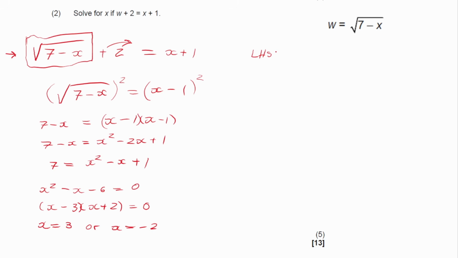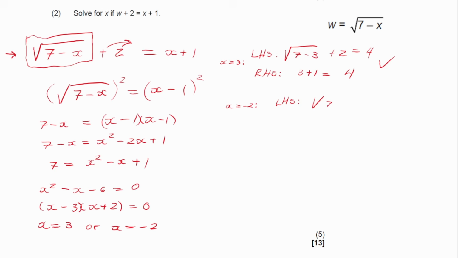So we check the left-hand side by substituting in x is equal to 3. We get the square root of 7 minus 3, plus 2. That gives us square root of 4 plus 2, which is 4. And we check the right-hand side. The right-hand side is just 3 plus 1, which is equal to 4. So you see our left-hand side and our right-hand side are equal. So we're all good there. That means that this was valid. You don't have to put that tick there. That was for x is equal to 3. Then for x is equal to minus 2, we check the left-hand side.